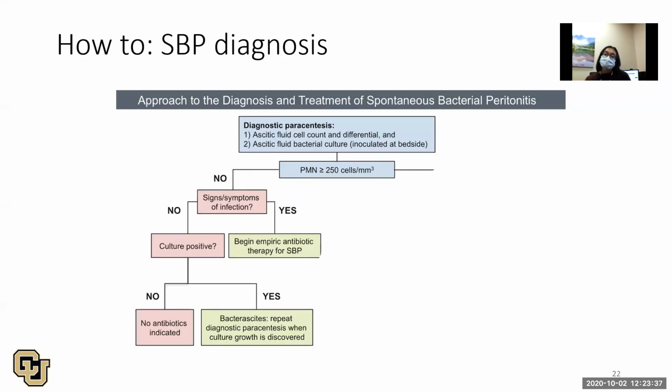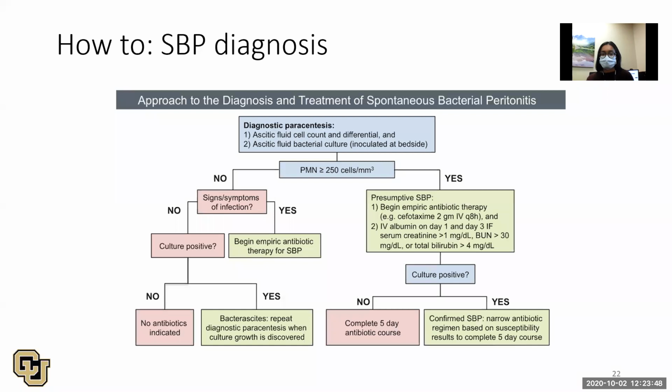And then if they don't have that, but look really ill or are septic, you can still treat them for SBP and then await the culture. If the culture turns positive, then they have SBP and you treat them with antibiotics. If they have these PMNs, then they automatically have SBP and you start treatment. And just remember that treatment is with high dose cephalosporin. And so usually we'll use ceftriaxone 2 grams BID, so high dose. Cool, and then you can narrow based on the cultures.